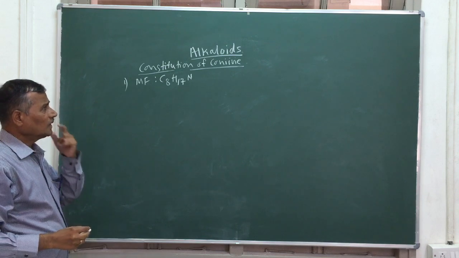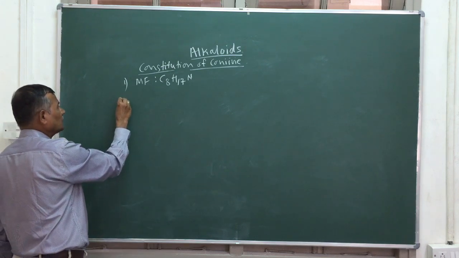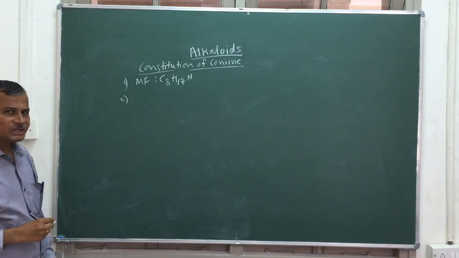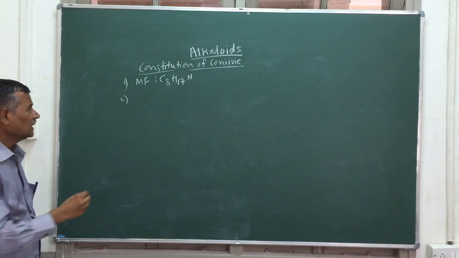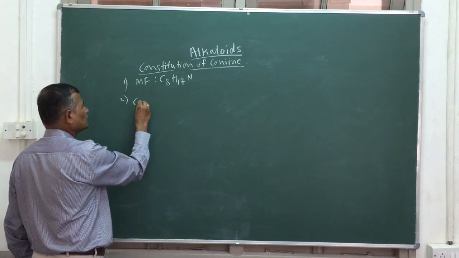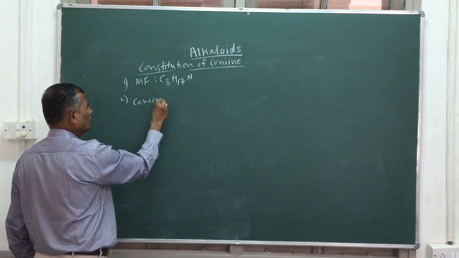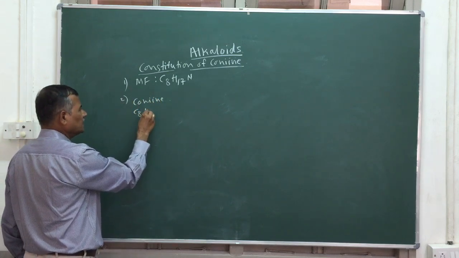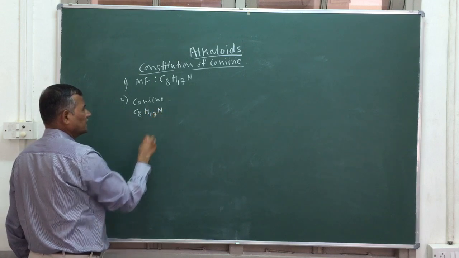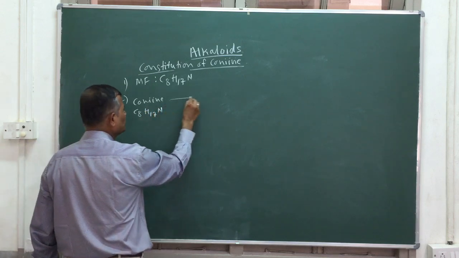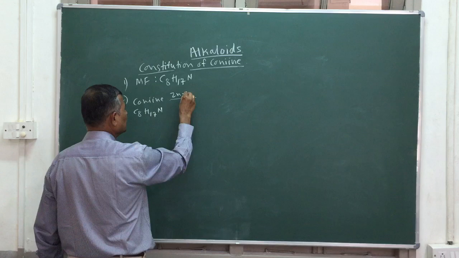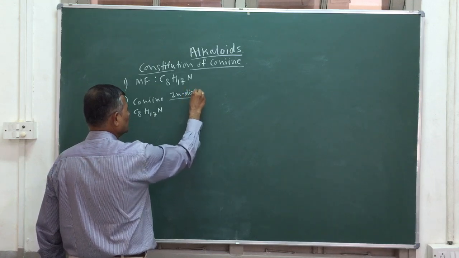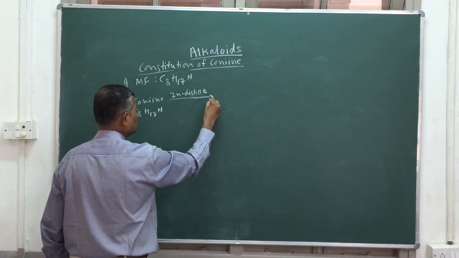Now to get the structure, we have to carry out some chemical reactions also. So you take this coniine, which has the molecular formula C8H17N. This should be subjected to zinc dust distillation.